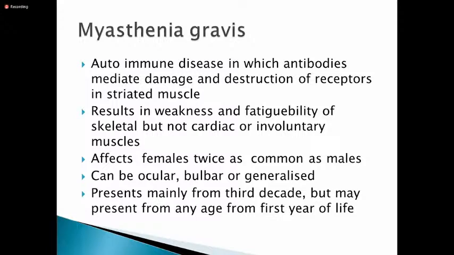Generalized patients with myasthenia gravis get easy fatigability when doing general things like walking or running. They can't run or climb the stairs. They get tired after a few steps. It commonly starts from the third decade, but can be present even from the first year of life.